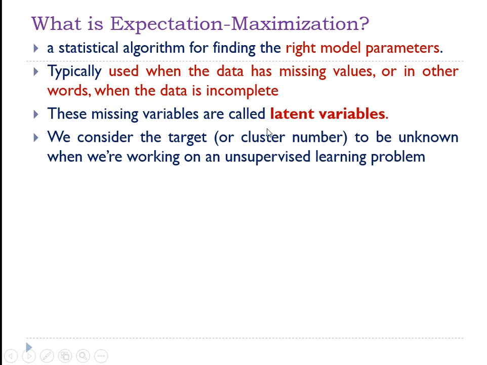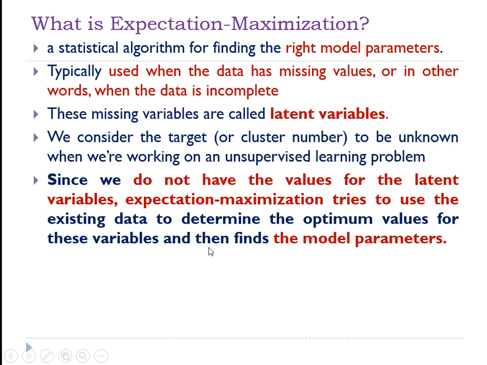Expectation maximization is used widely in such cases, and we consider the cluster number to be unknown when we are working on unsupervised learning algorithms. Gaussian mixture model is used for clustering, which is an unsupervised machine learning algorithm. Since we do not have the values for the latent variables, the expectation maximization algorithm uses the existing data to determine the optimum values for these variables, and then it finds the model parameters. So for the latent variables, it determines the optimum values, and then finds the model parameters.